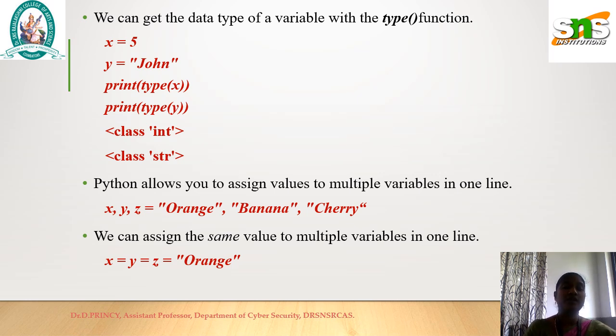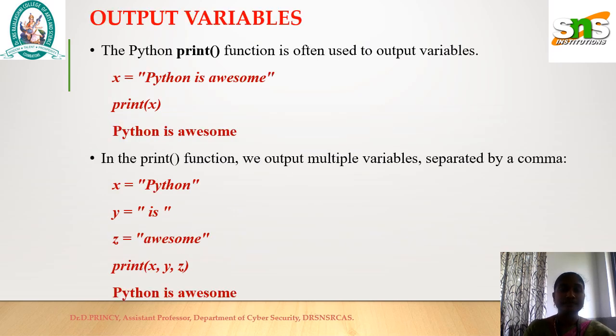Python allows us to assign values to multiple variables in one line. For example, x, y, z. I am assigning three values to the variables x, y, z respectively. The first value orange is assigned to x, banana is assigned to y, and cherry is assigned to z. All the variables and the values are separated by commas. We can also assign the same value to multiple variables in one line, like x is equal to y is equal to z equal to orange. The value orange is common to all three variables.